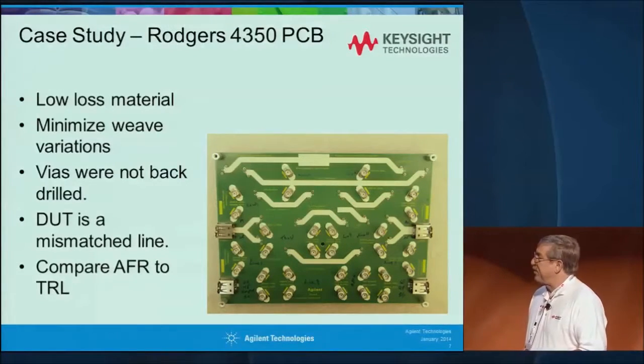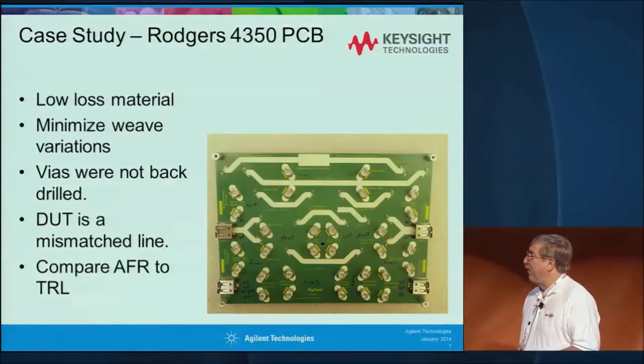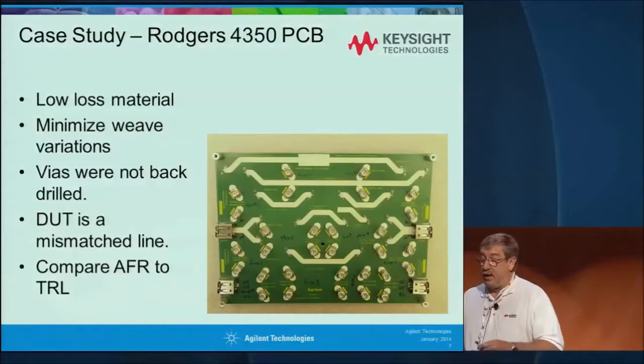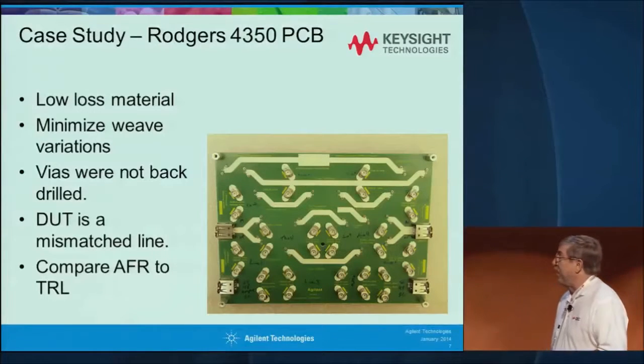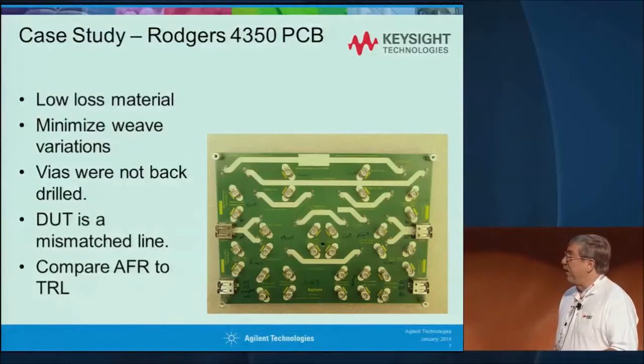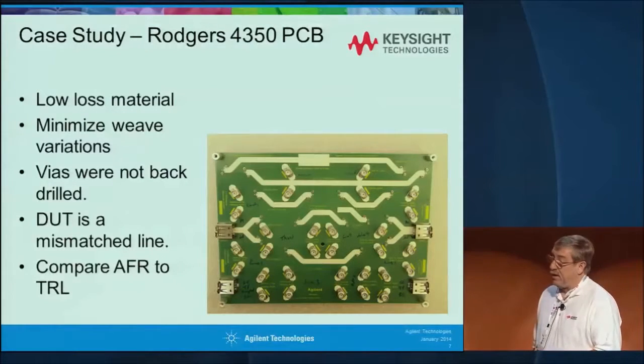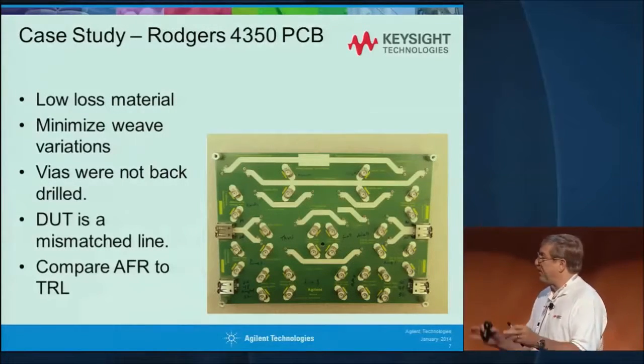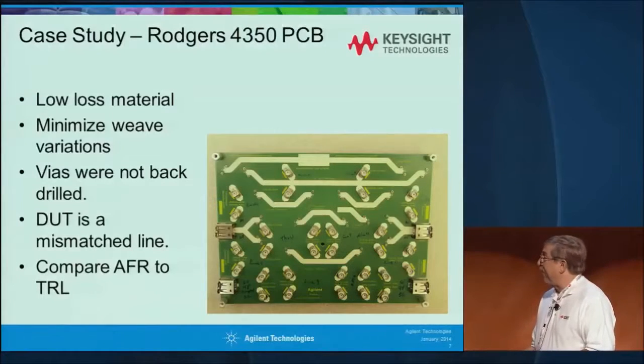Our device under test was a mismatched line. And with this, we had a TRL cal kit on here. We had both a single-ended TRL cal kit and a differential cal kit. So we're able to do comparisons to show how accurate AFR was to TRL. This was, again, the original 2x through method. And this was about 5 years ago.